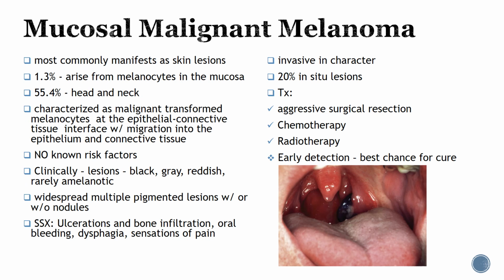Mucosal malignant melanoma: melanoma most commonly manifests as skin lesions, and about 1.3% can arise from melanocytes in the mucosa.